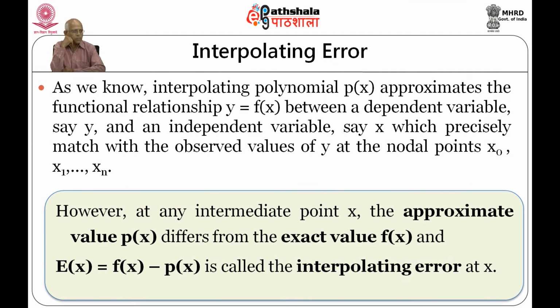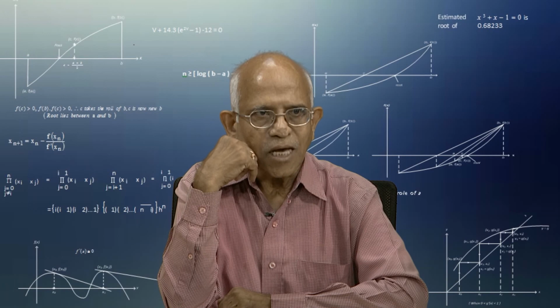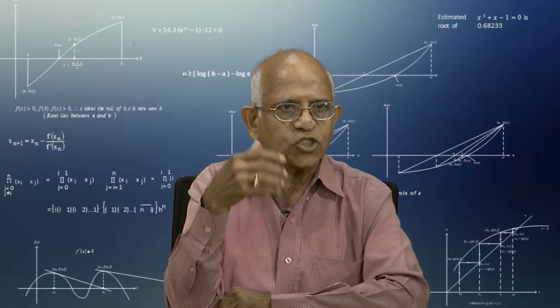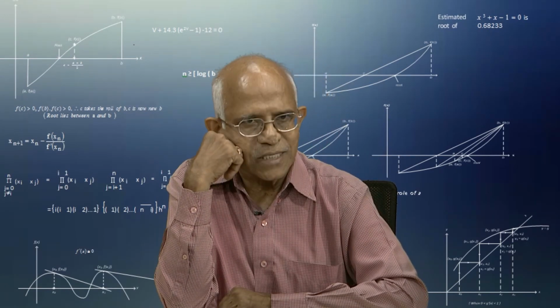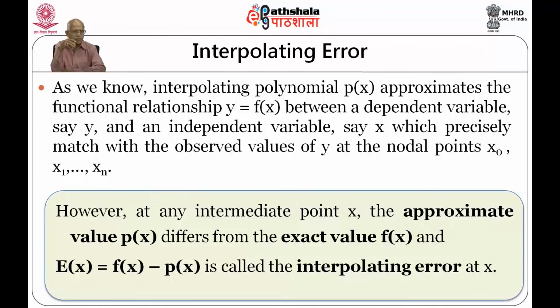As we know, the interpolating polynomial p x approximates the functional relationship y equal to f x between the dependent variable y and independent variable x, which precisely matches the observed values of y at the nodal points x 0, x 1, up to x n. So, I want the relationship to be exact at these nodal points.